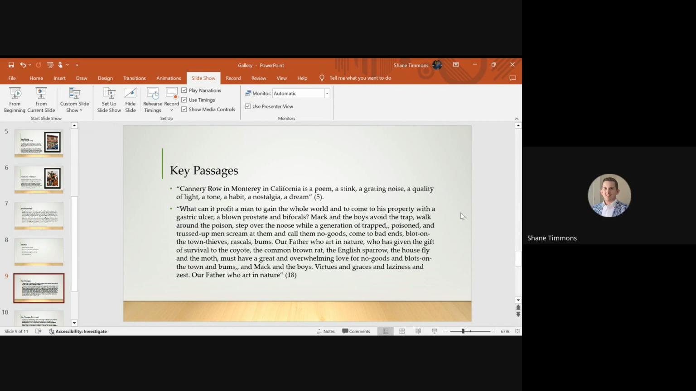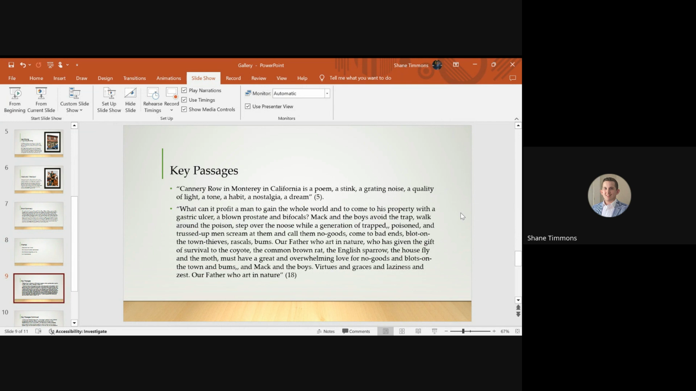So here are a few key passages that I thought were pretty interesting and stood out to me. In my book, it's on page 5. Cannery Row in Monterey, in California, is a poem, a stink, a grating noise, a quality of light, a tone, a habit, a nostalgia, a dream. Then it says on page 18, what can it profit a man? And I'd like to discuss this if we can.